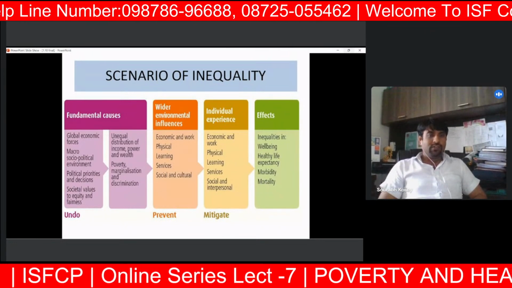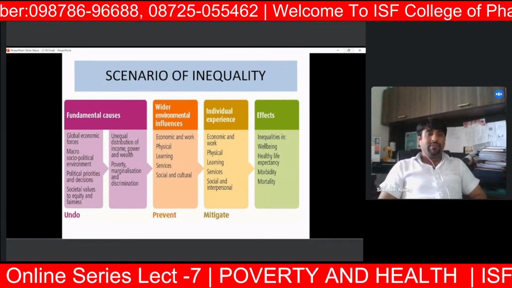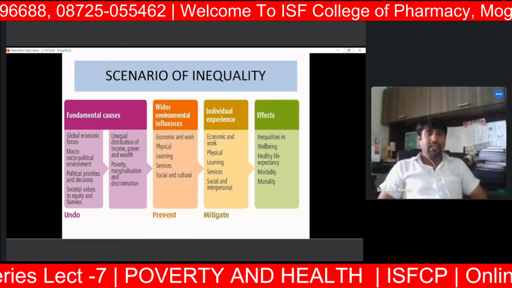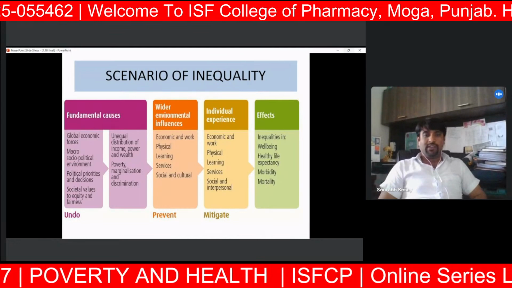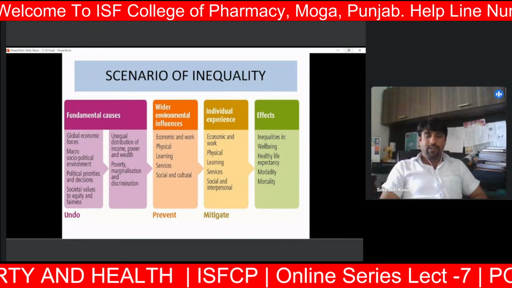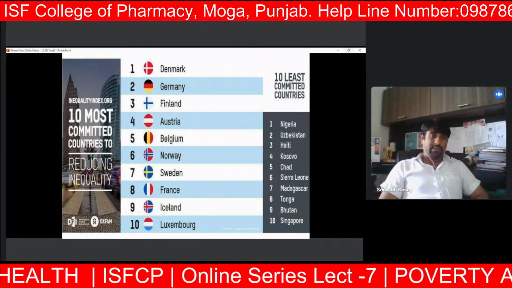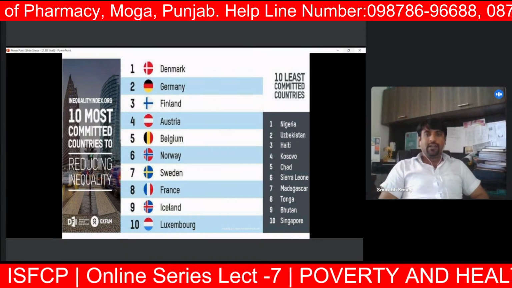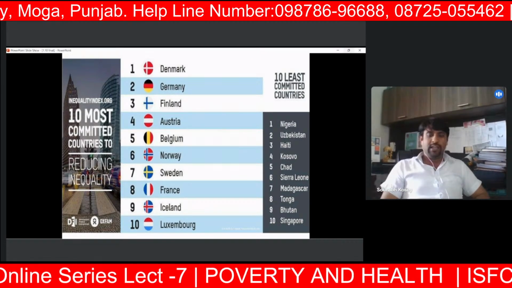So the scenario of inequality, fundamental causes are these: global economic forces, macro socio-political environment, political priorities and decisions, societal values on equity and fairness, unequal distribution of income, power, wealth, poverty, marginalization, discrimination, economic and work, physical, learning services, social, and interpersonal factors, leading to inequality in well-being, healthy life expectancy, morbidity, and mortality. These are the top 10 most committed countries to reducing inequality: Denmark, Germany, Finland, Austria, Belgium, Norway, Sweden, France, Iceland, Luxembourg. The 10 least committed countries: Nigeria, Uzbekistan, Haiti, Kosovo, Chad, Sierra Leone, Madagascar, Tonga, Bhutan, and Singapore.